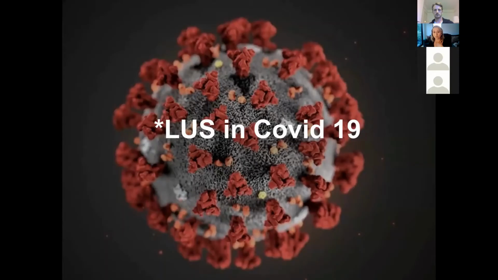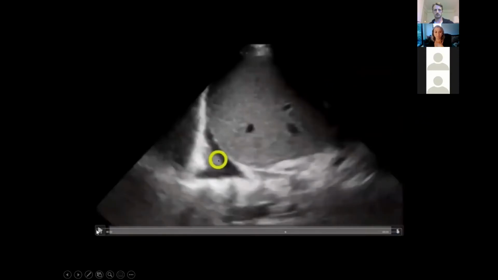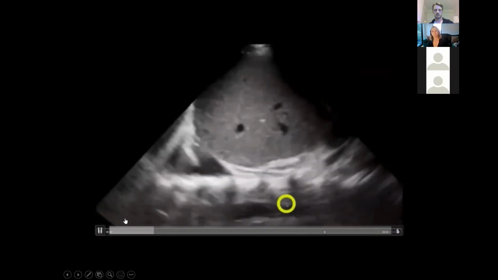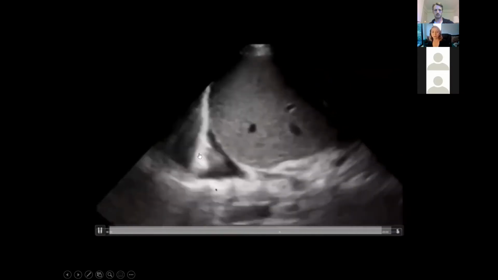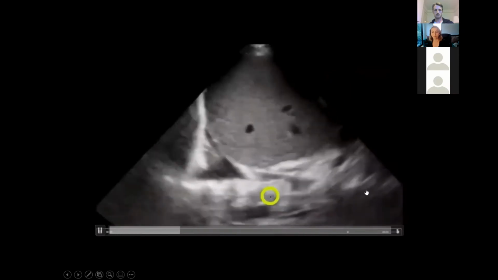So here we have it. Doesn't want to play. There we go. So we can see that tip of the lung in the sac of fluid there.